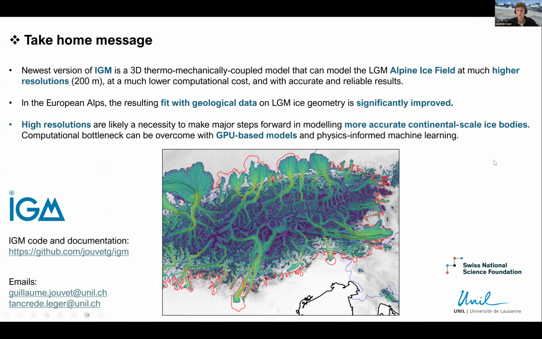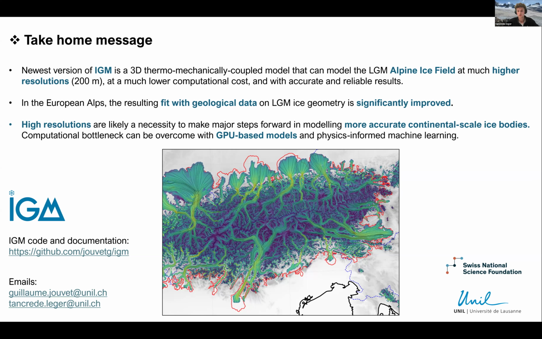Okay, so I just have one conclusion slide now, just to take home messages to say that now we have this newest version of IGM, which is a 3D thermomechanically coupled model. And we can model the entire Alpine ice field at the LGM at much higher resolution. So we've tested with this new GPU 200 meters and it fits. So we can go down to 200 meters for this sort of scale now. And we can do it at a much lower computational cost than before and with accurate and reliable results. And the result of using this new tool for us means that in the European Alps, the resulting fit with geological data is significantly improved, both in ice thickness and also in ice extent.